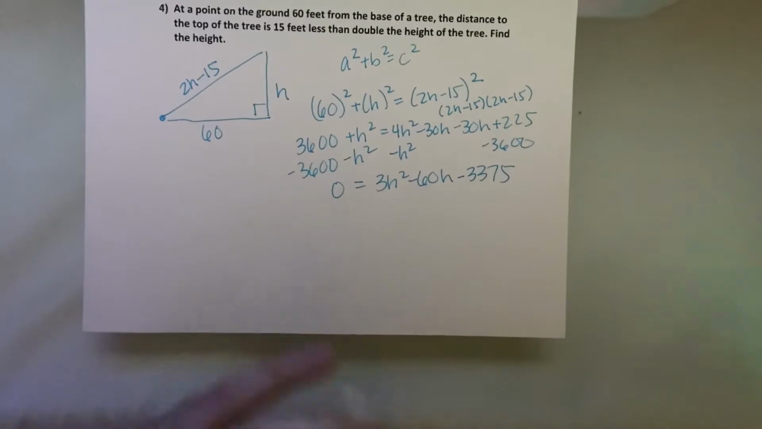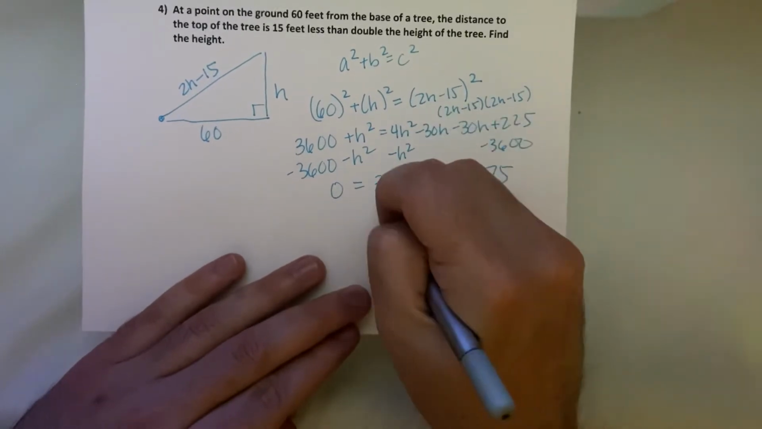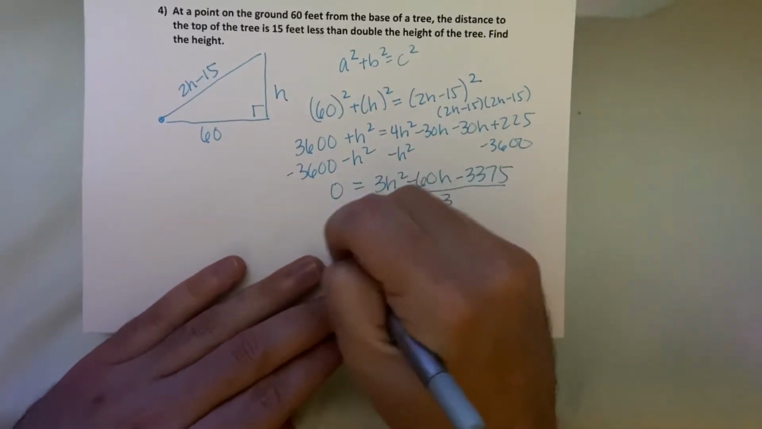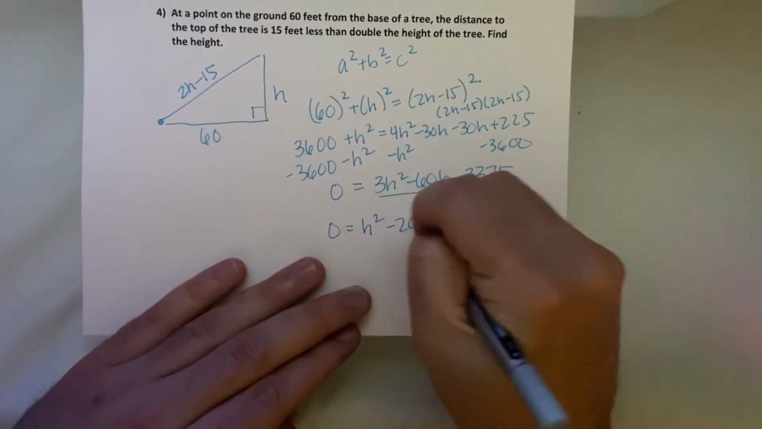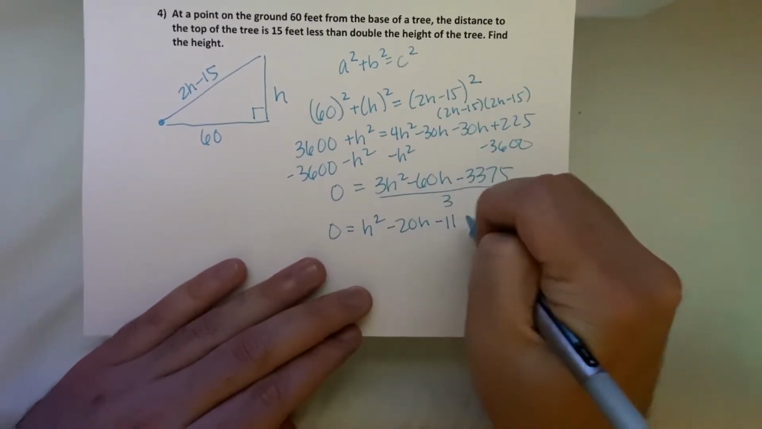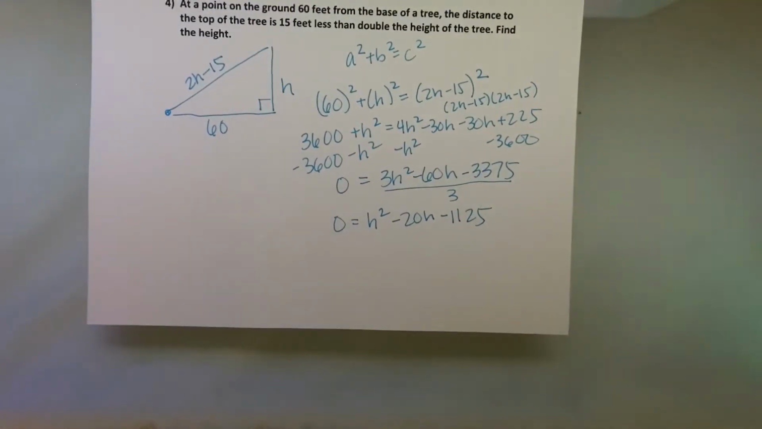This would be hard to factor, but almost every time you do these, you should be able to divide by whatever's in front of h squared. So divide everything by 3. Like this is not much better. h squared minus 20h minus 1125. You might be thinking, yes, so now I have to find factors of 1125.